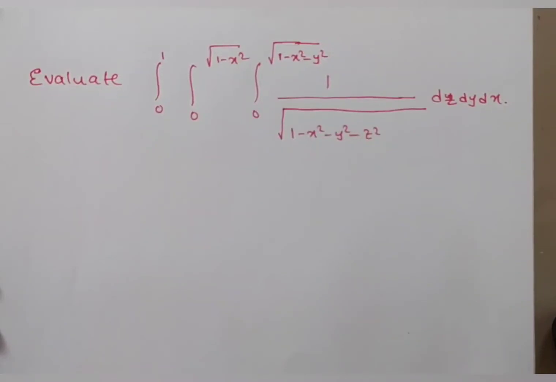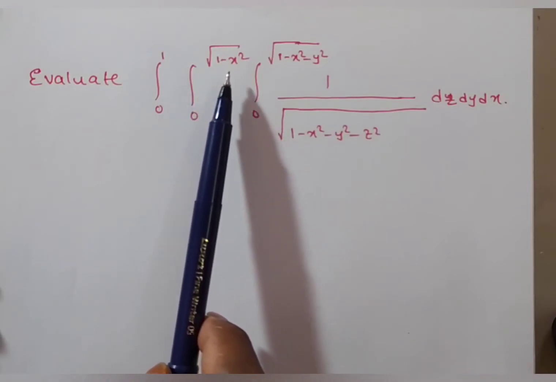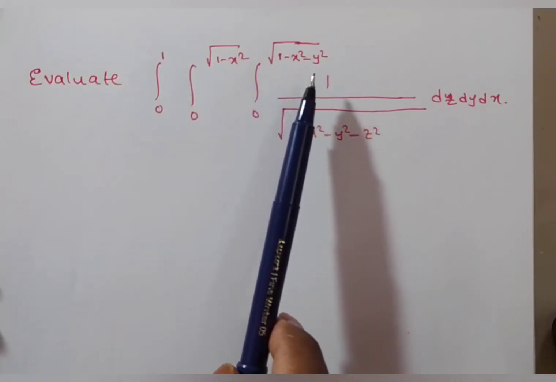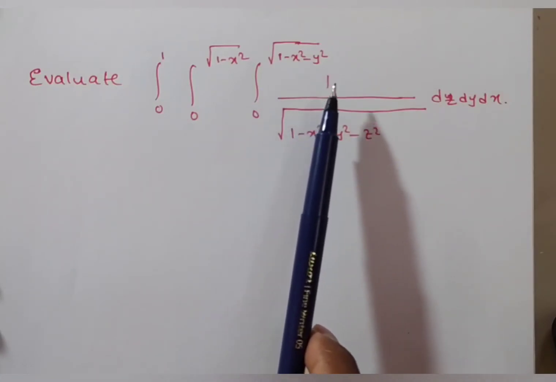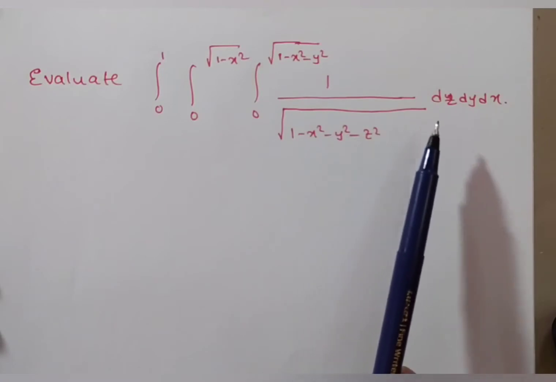In this video, we are solving a problem on triple integral. The given problem is to evaluate the integral from 0 to 1, integral from 0 to square root of 1 minus x square, integral from 0 to square root of 1 minus x square minus y square.